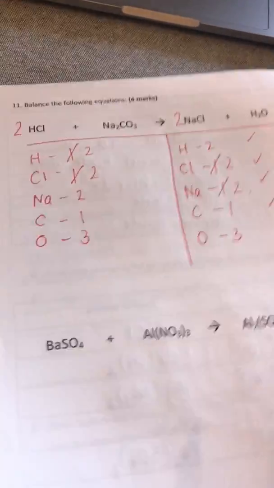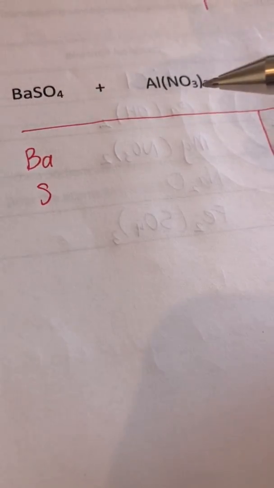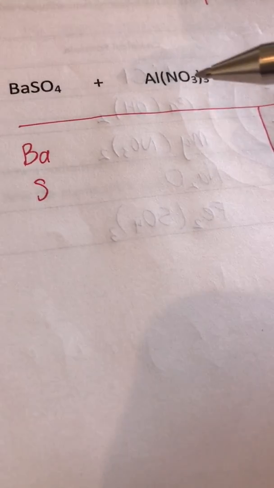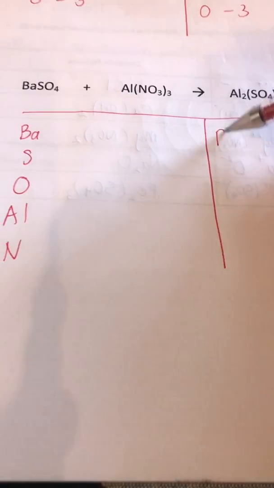Alright, now we'll do the same process. This one was a bit trickier because the oxygen number got big. So first thing, we list all of our elements. Barium, sulfur. So you've got oxygen here and there, but I'm only going to list it once. Aluminium, nitrogen. Now I'll go and list the same over here without even looking.